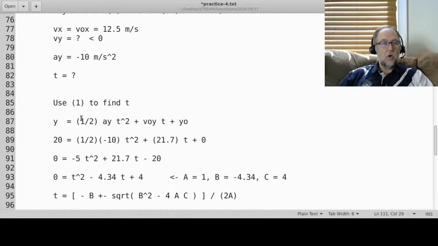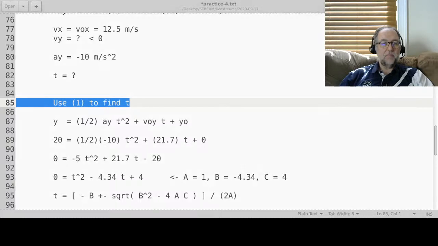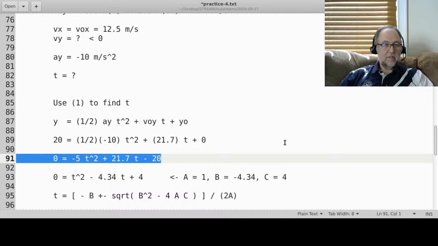All right, so use number 1 to find t. How did I conclude that? By process of elimination. So there's equation number 1: y is equal to 1/2 ay t squared plus v naught y t plus y naught. Substitute in all the numbers you know. You know everything except for t. So y is 20, ay is -10, v naught y is 21.7, and y naught, that was initially at ground level, is 0. And so you simplify this, so half times -10 is -5, and I also subtracted 20 from both sides and I get it into this form here.